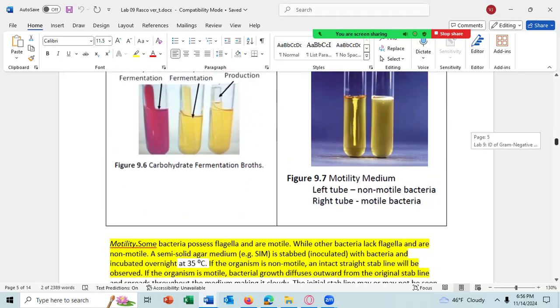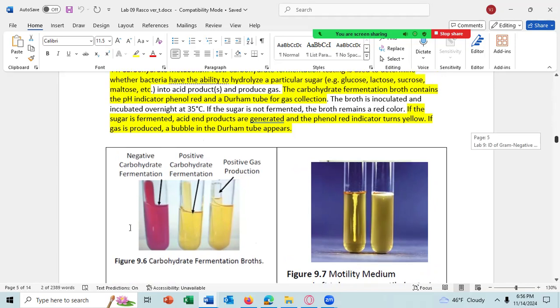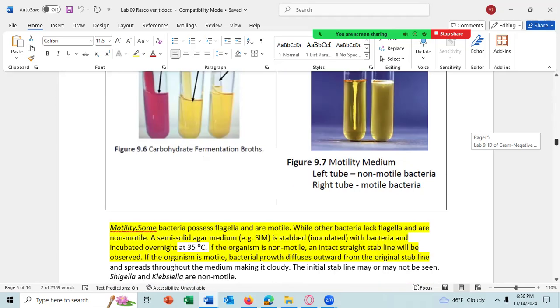All members of the family Enterobacteriaceae can ferment glucose, so they'll all be at least A. Many of the family, like Citrobacter freundii, can produce acid and gas from glucose. All right, any question about the carbohydrate metabolism test? If not, let's move on to the motility test.